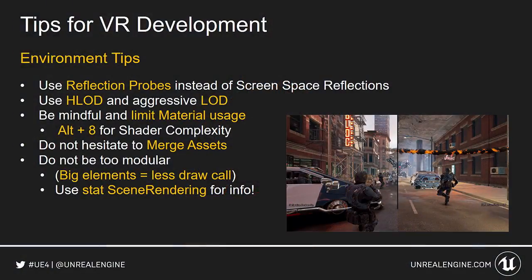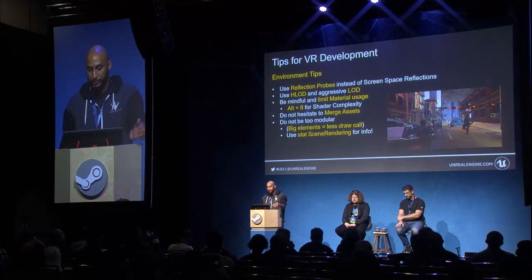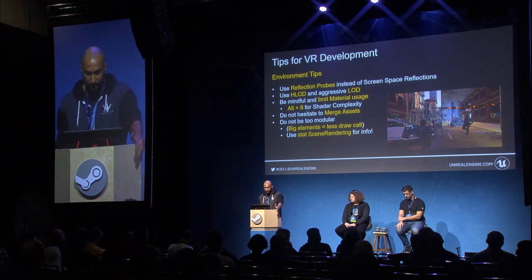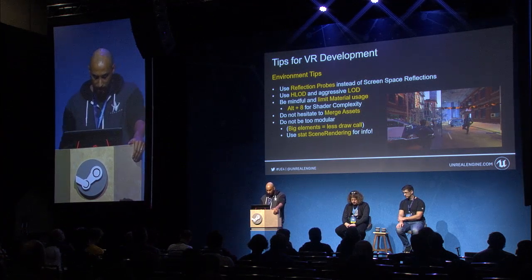And finally, some things that you may want to consider when creating your environments. Use reflection probes instead of screen space reflections. Screen space reflections are more expensive and may not give you the look that you want in VR. Reflection probes are cheaper and easier to manage. They'll record parts of the level to static cube maps, which then can be sampled by materials for use in their reflective parts. It's a much cheaper alternative. All the reflections in our Showdown demo were handled by reflection probes.